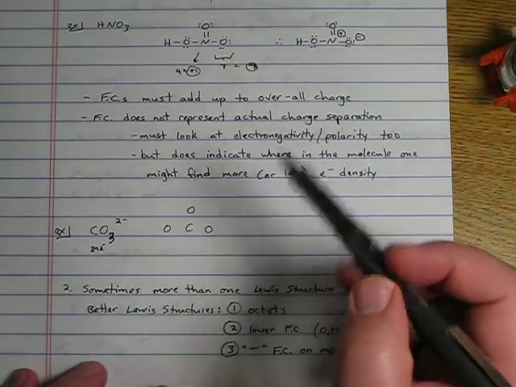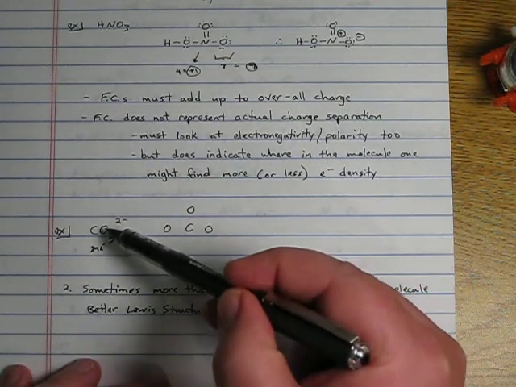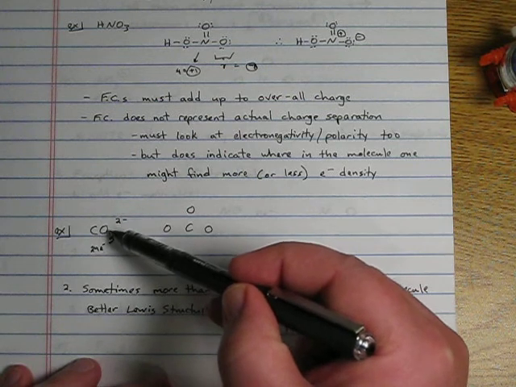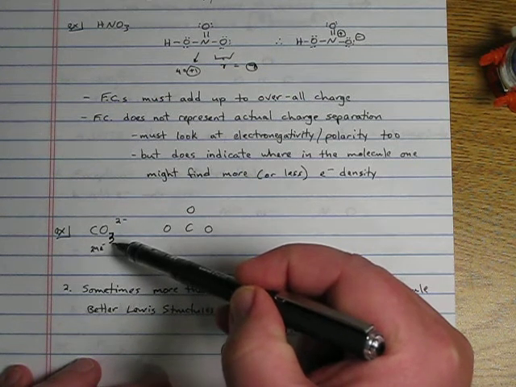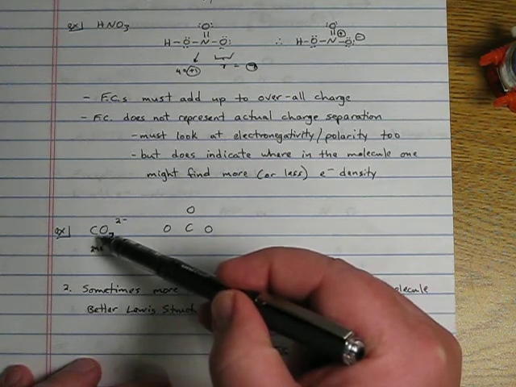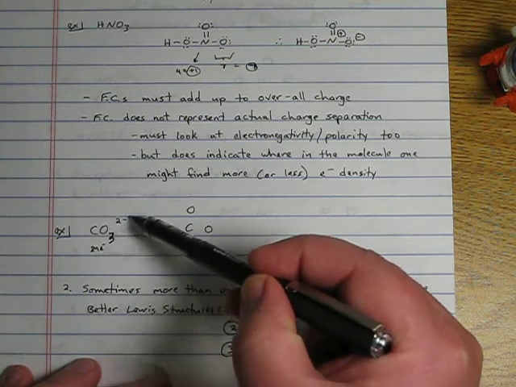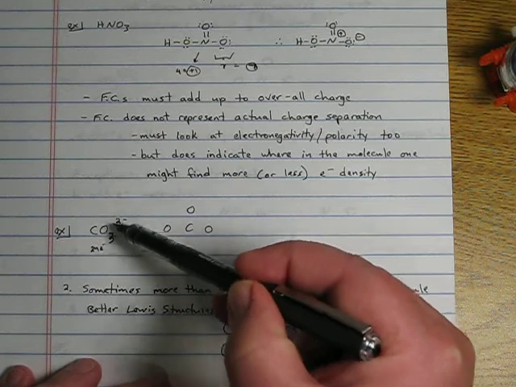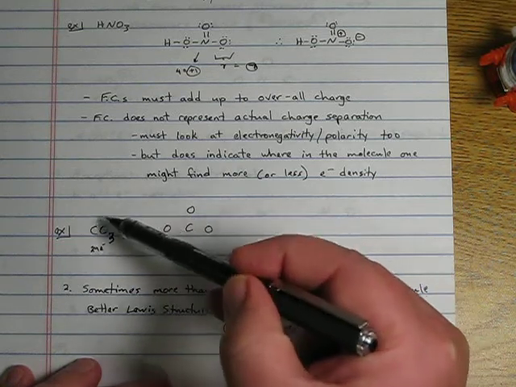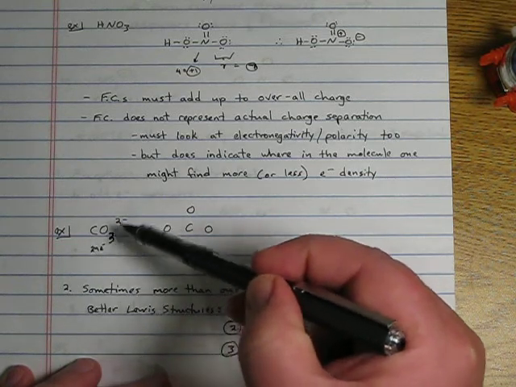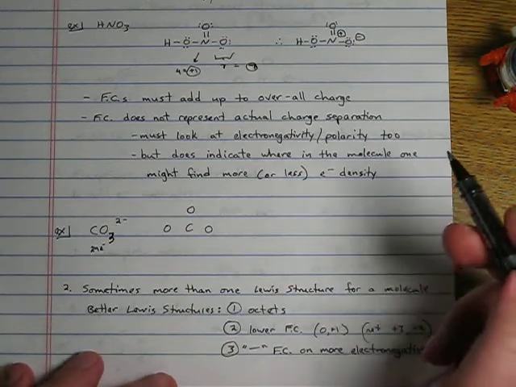Well, how did I get 24? Well, oxygen is 6 valence electrons times 3. 6 times 3 is 18. Carbon has 4 valence electrons, 19, 20, 21, 22. And we've got these 2 negative charges here, which means this has 2 extra electrons. 22 plus 2 is 24 electrons.